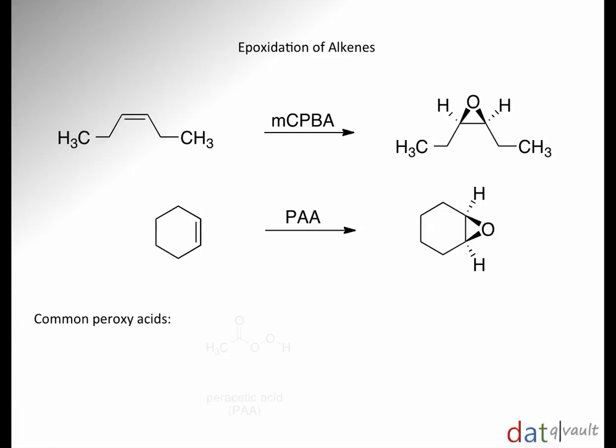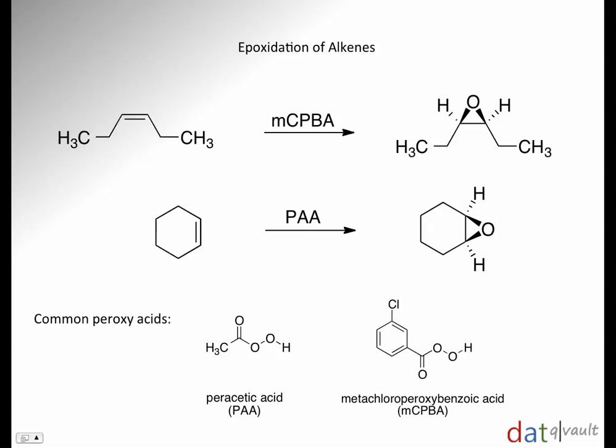Common peroxy acids that are used for the epoxidation of alkenes are peracetic acid, also known as PAA, which looks like this. And another very common one that you might see on the DAT is MCPBA, or metachloroperoxybenzoic acid, which looks like this. Again, both of these peroxy acids can be used interchangeably, and you might see either of these on the DAT.